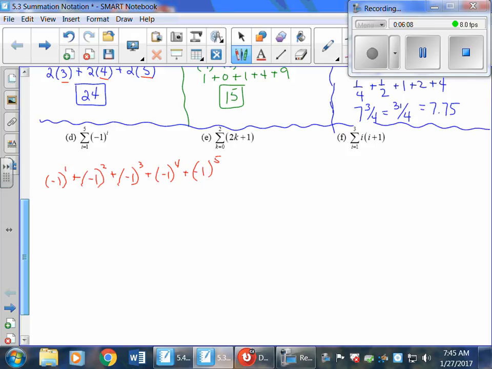So this turns into -1 plus 1, because if you have -1 raised to an even power, that's going to be +1. -1 raised to the third power is -1. This is going to be +1, and this is going to be -1. So if we cancel some of these out, these two cancel, my answer is -1.